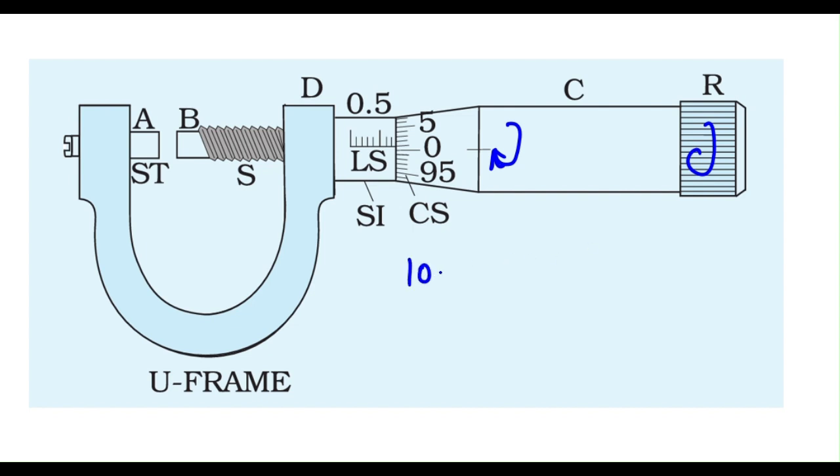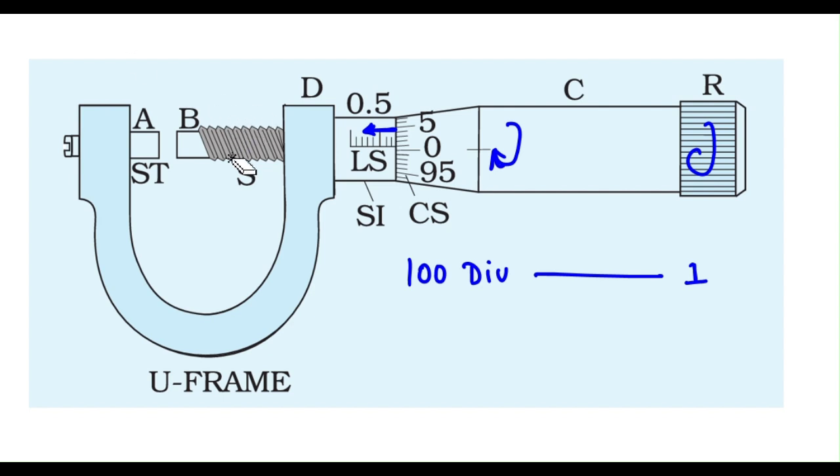That means this circular scale has 100 divisions, and if it rotates completely once, so in one complete rotation, it will move some distance, maybe forward or maybe backward. Let's say forward direction. So in one complete rotation, in 100 divisions, it moves forward some distance, and that distance will be equal to the length, or you can say the distance between two consecutive threads here.